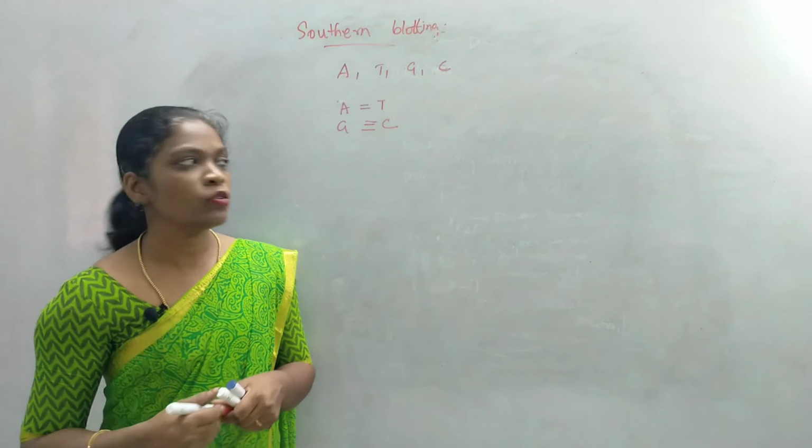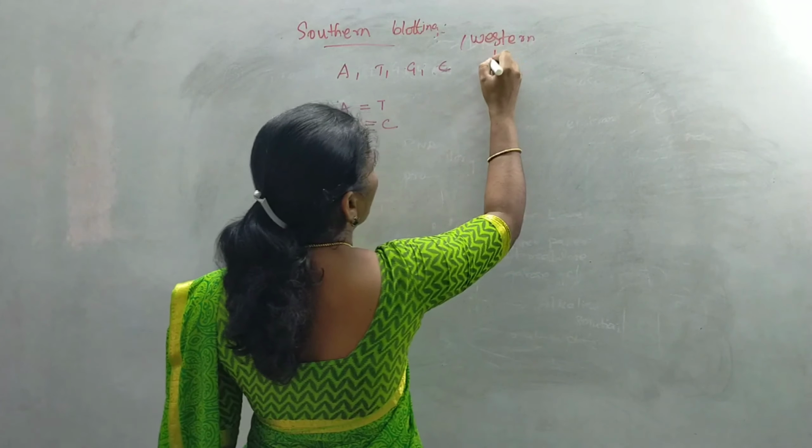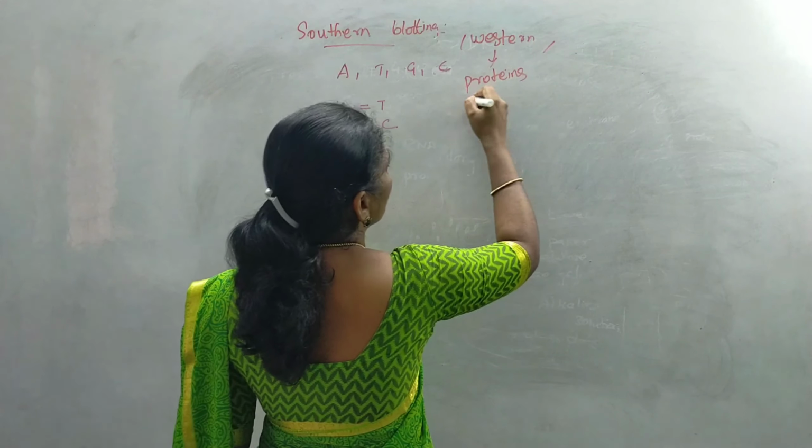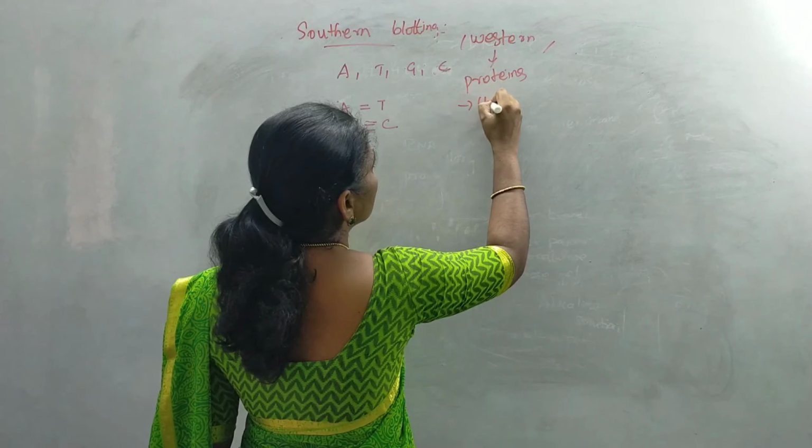There are 2 more techniques. Western blotting helps us to identify proteins based on their molecular weight and also based on their charges. The next one is Northern blotting, which helps us to identify target RNA sequences. So to find the target DNA sequences, we use this complementary base pairing, which is known as the nucleic acid hybridization method.